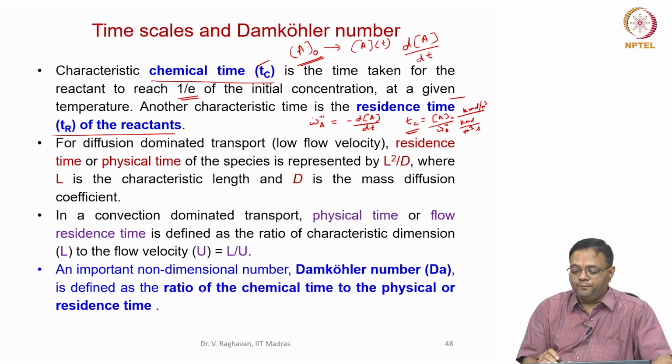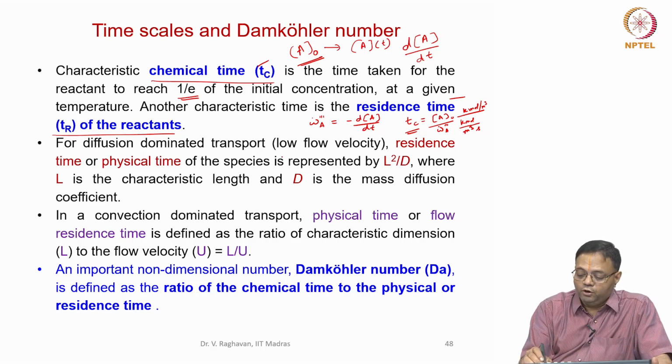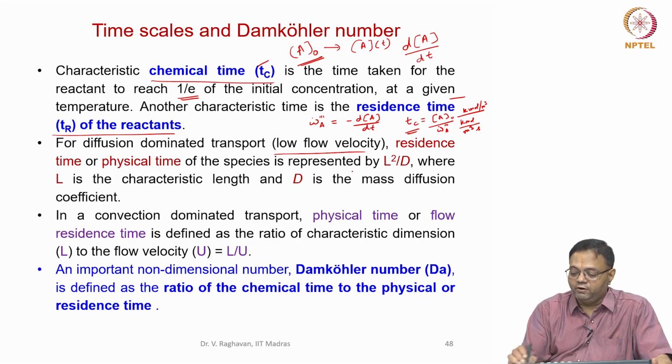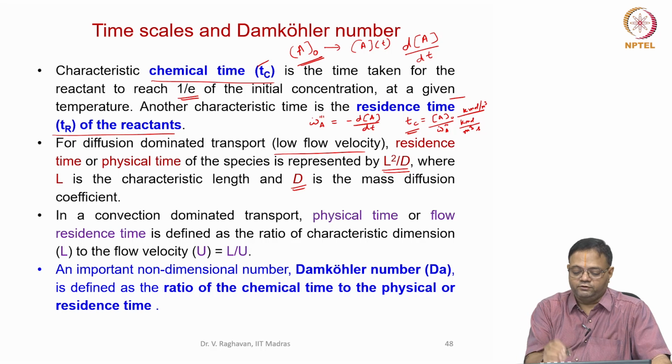So this TR can be calculated in two ways. First case is low flow velocity. If you take a low flow velocity, the residence time or physical time will be L square by D, where D is the mass diffusivity. So you can say meter square by meter square per second. So this is the time scale.